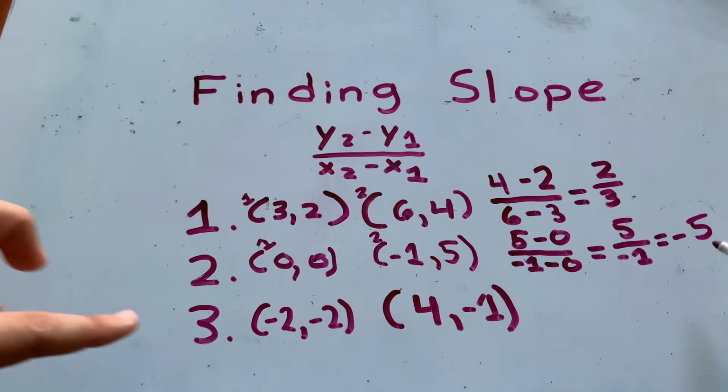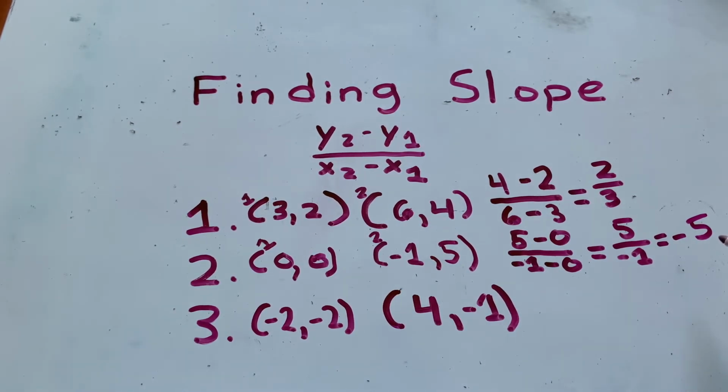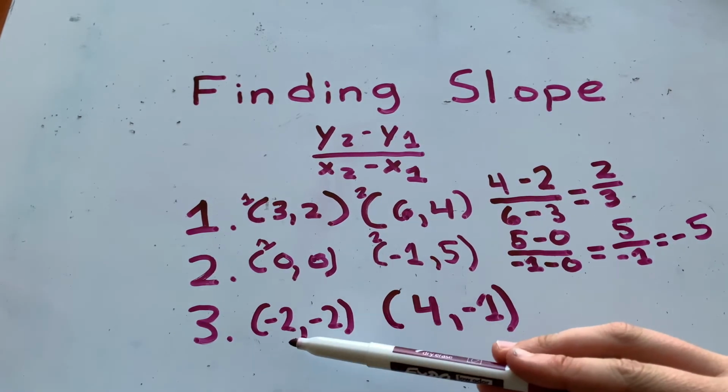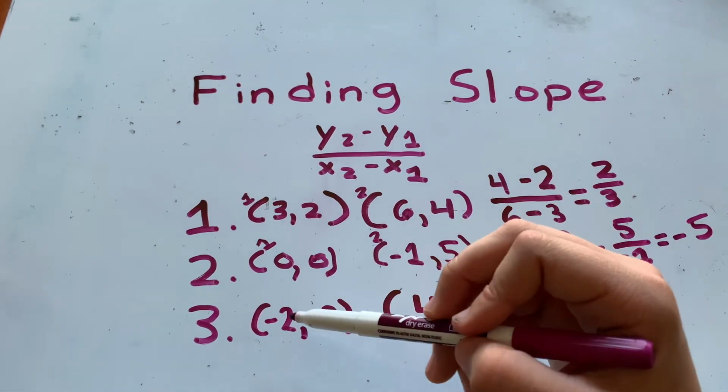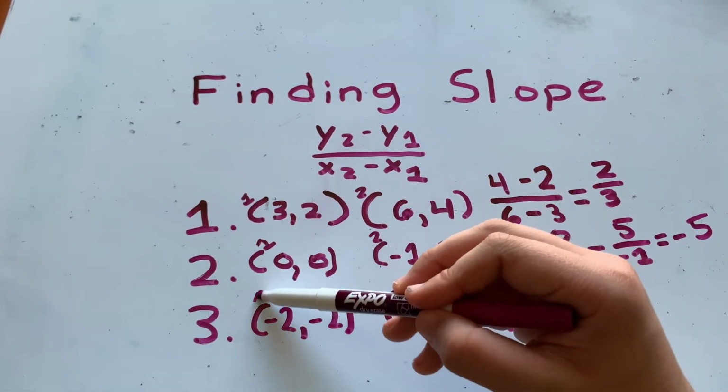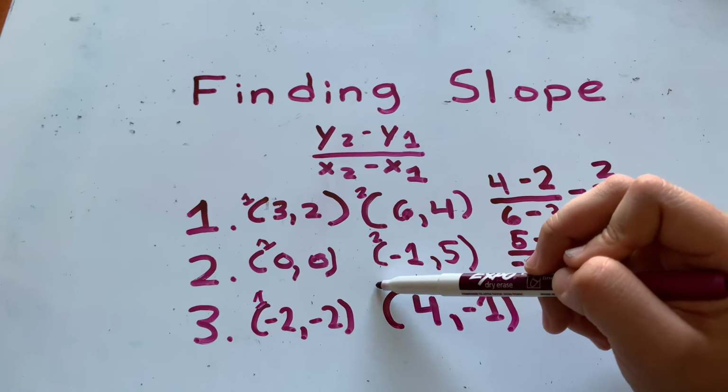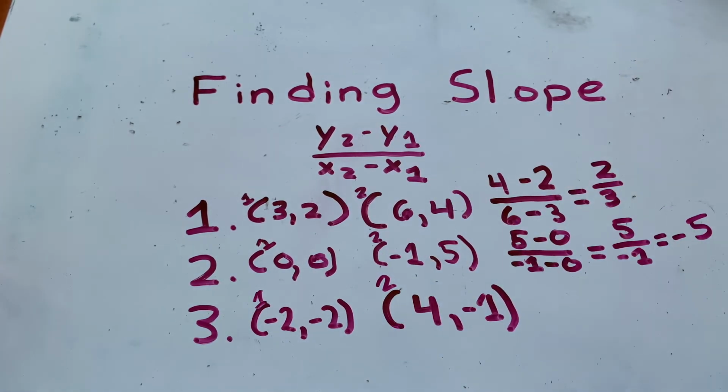And you can try this one. Just pause the video real quick. I'm going to just solve it out. So, negative 2 will become point 1, and 4, negative 1 will become point 2. Let's solve it out.